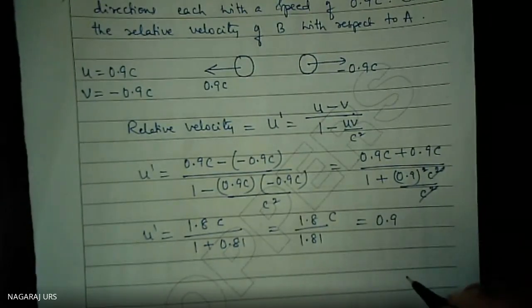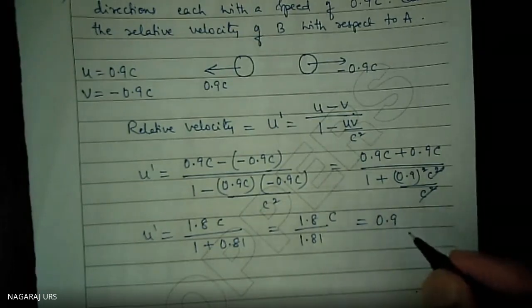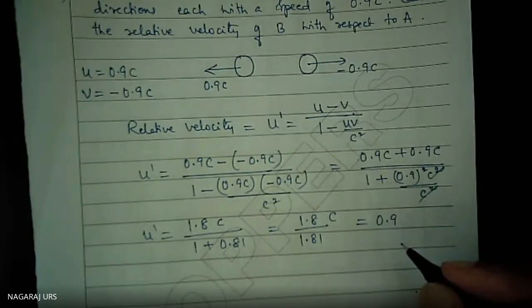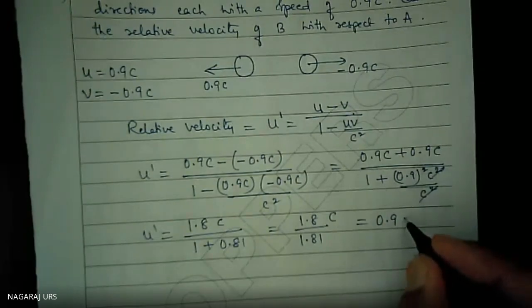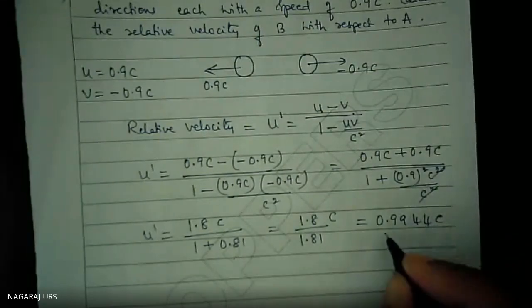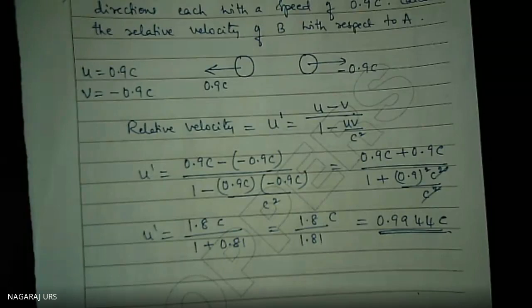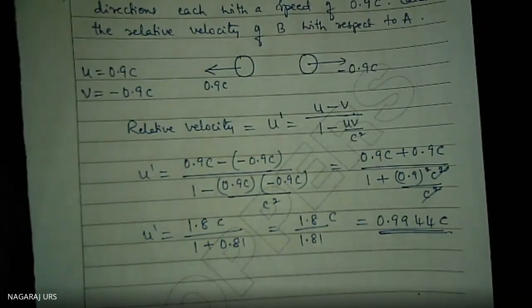Any one of you, just type the answer, just divide this. 0.99448 multiplied by c. Okay, thank you. So this is the right answer. Okay, Sharath is right.